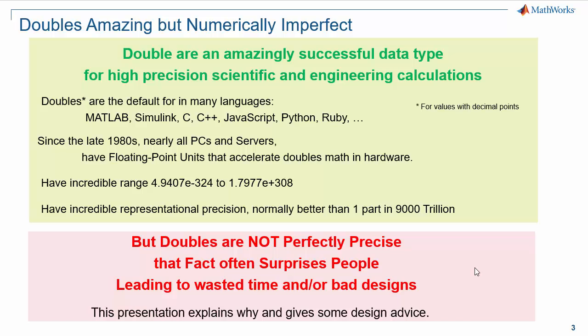But doubles are not perfectly precise for all values. That fact often surprises people. This leads to wasted time, and it can also lead to bad designs that have negative impact. So this presentation explains why doubles can have imprecision for certain values and gives some design advice for handling that.